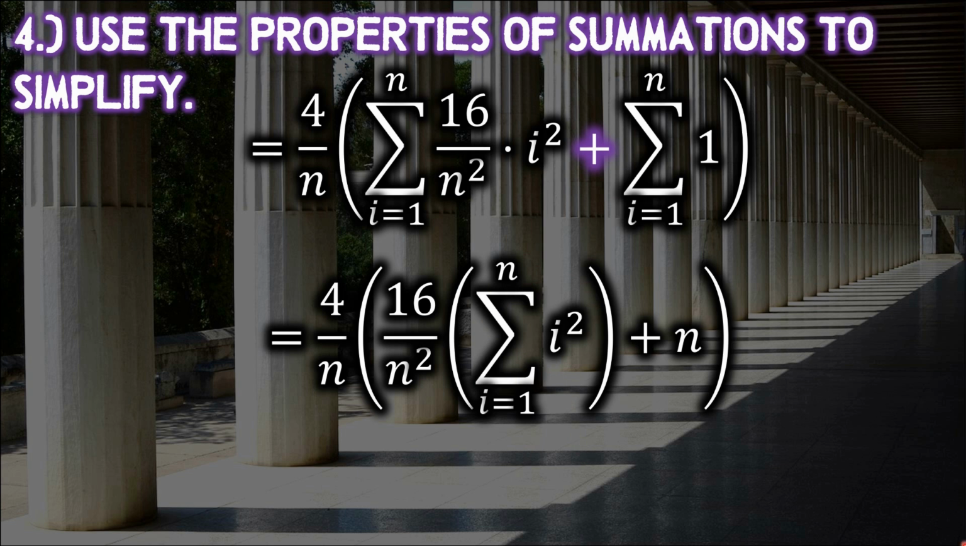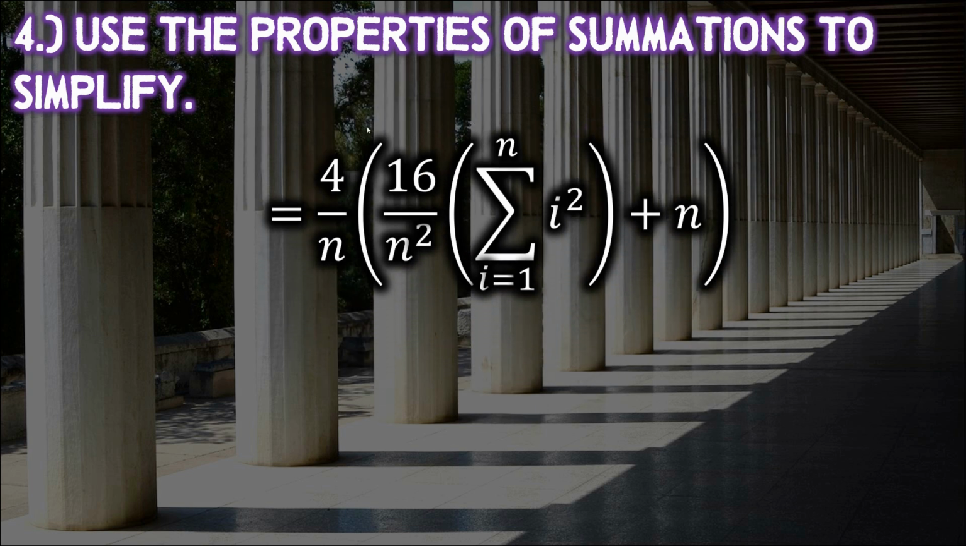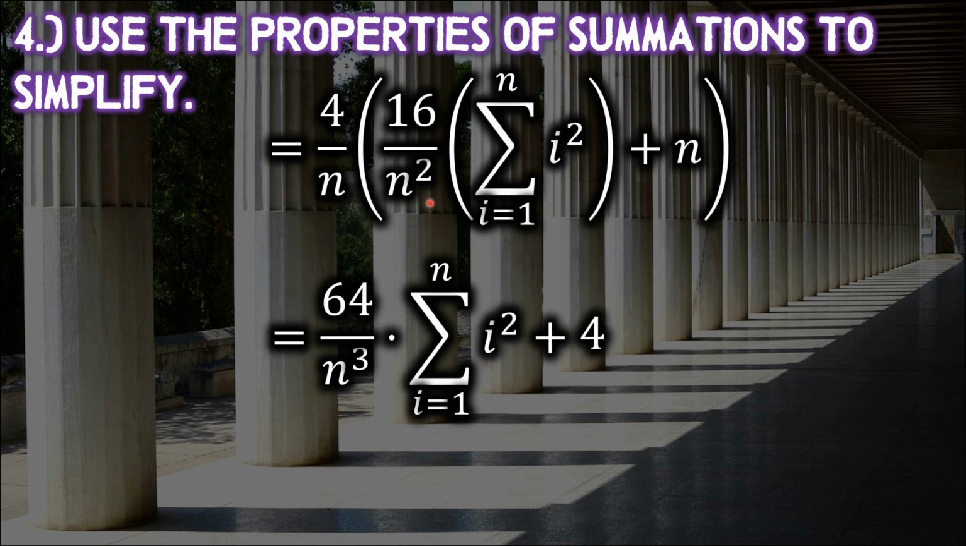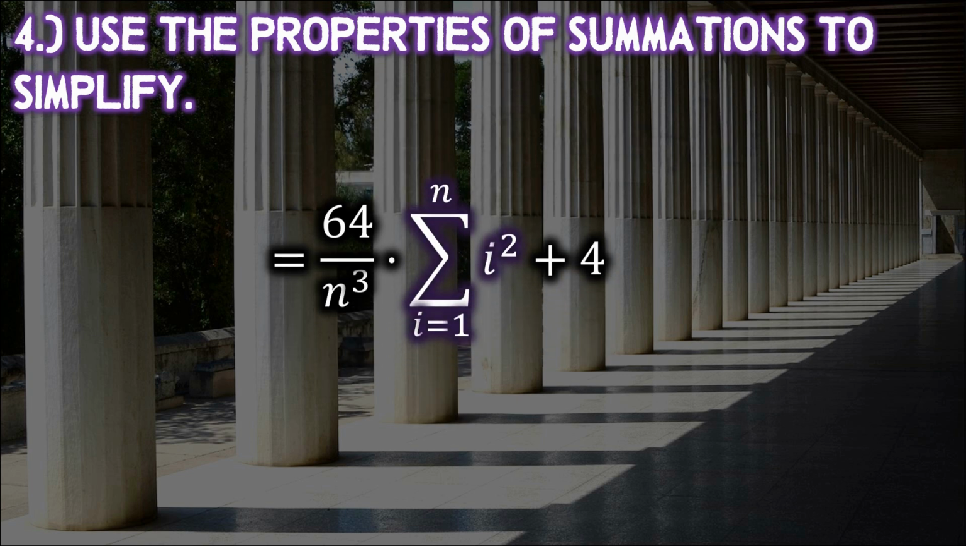Before I use that formula for i equals 1 to n of i squared, I'm going to clean this up a little bit. I'm going to go ahead and distribute my 4 over n here. 4 times 16 is 64, n times n squared is n cubed, 4 over n times n is 4. That makes things look a little bit better here. Now I can focus more on this last summation, i equals 1 to n of i squared, and I've got a formula for that one too.